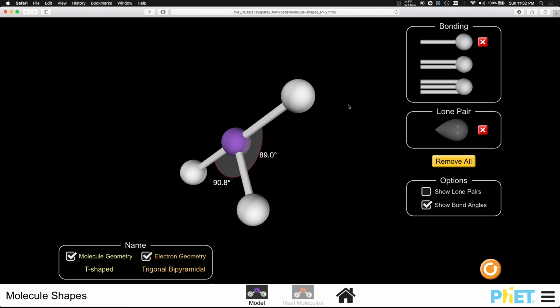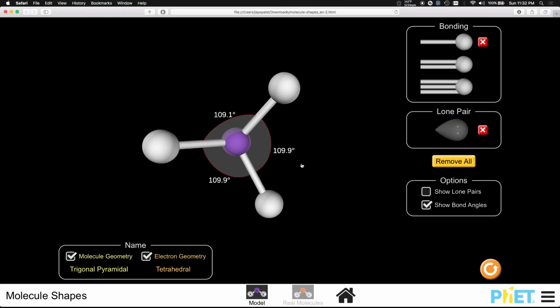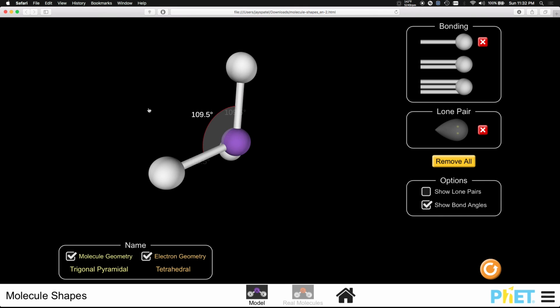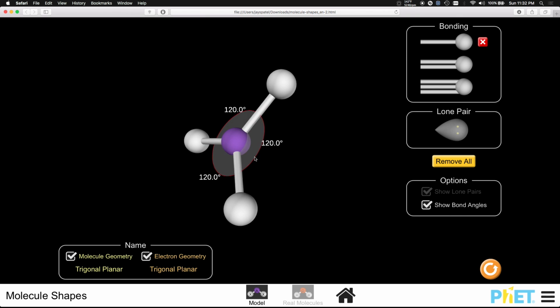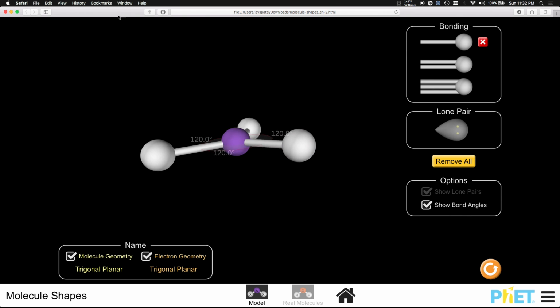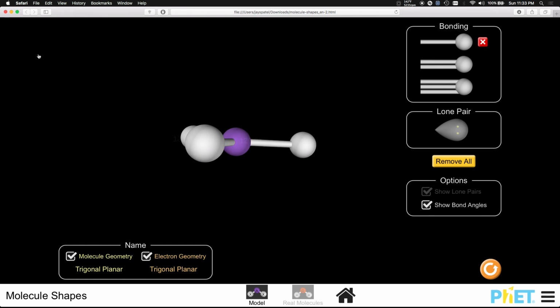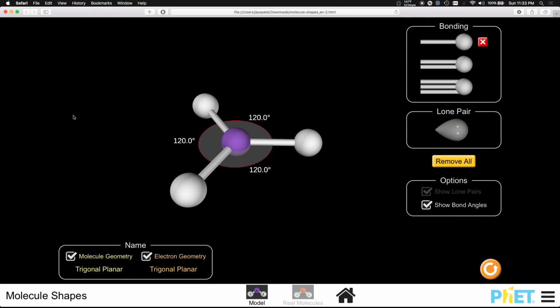Moving on, if I add another bond and remove all lone pairs, we get trigonal planar. Trigonal planar. It's flat, right? It's on a plane. Nothing 3D about it. It's trigonal planar, and it's a 120-degree bond angle. Each of these is 120.